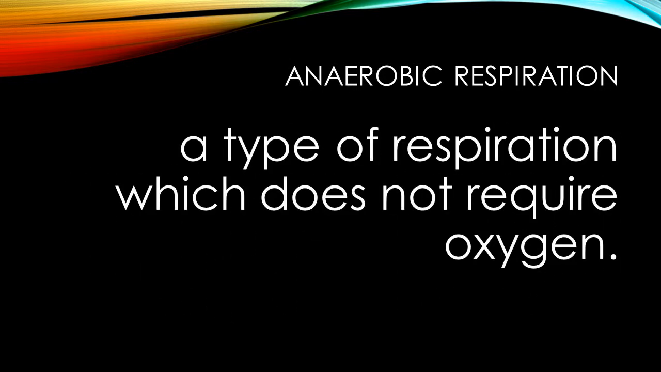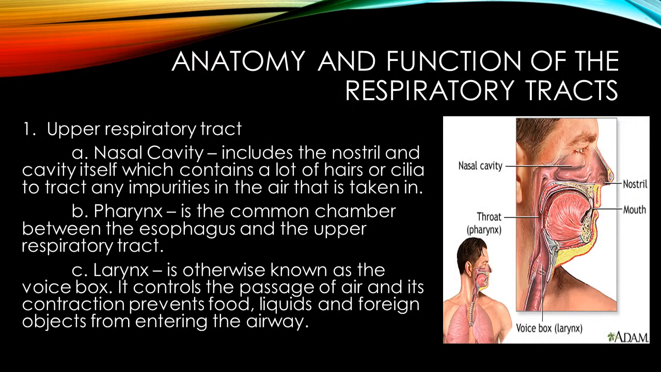On the other hand, anaerobic respiration is a type of respiration which does not require oxygen. Anatomy and function of respiratory tracts. The upper respiratory tract is composed of the nasal cavity, pharynx, and larynx. The nasal cavity includes the nostril and the cavity itself, which contains a lot of hairs or cilia to trap any impurities in the air that is taken in.